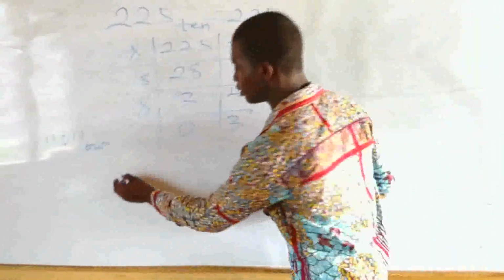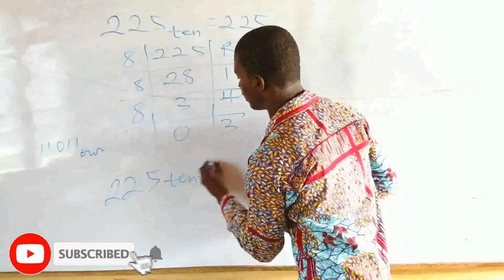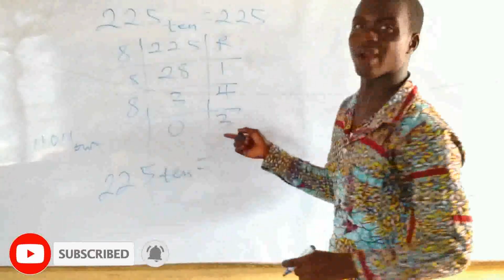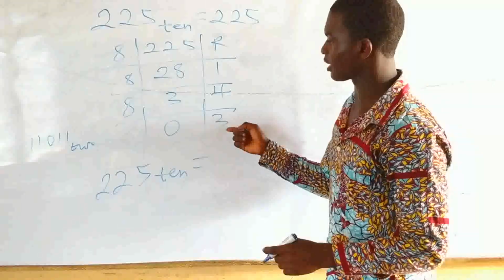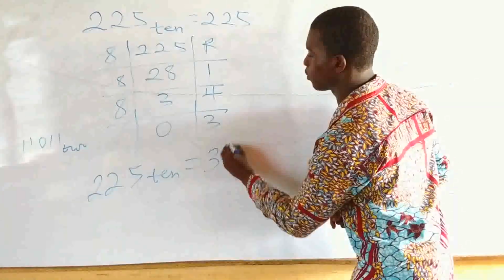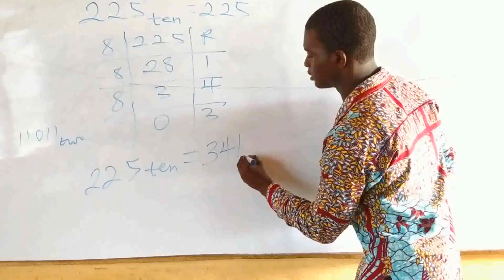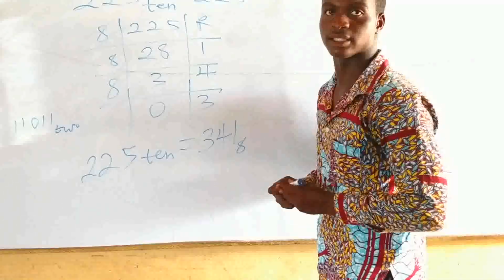And so over here, 225 base 10 is the same as, you write the answer from the down part to up there, so let's say 341 base 8. 341 base 8. That is our answer.